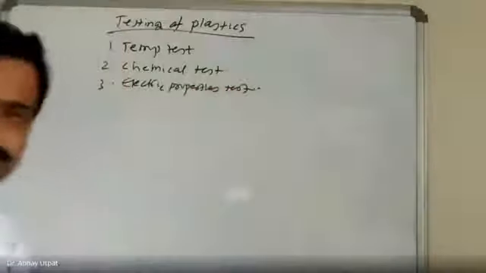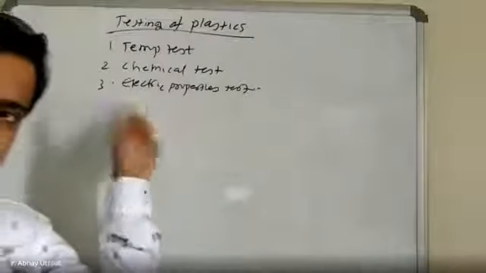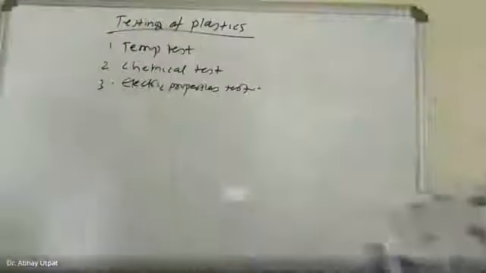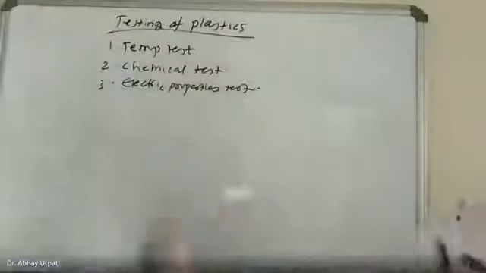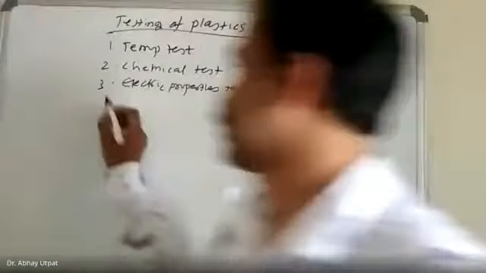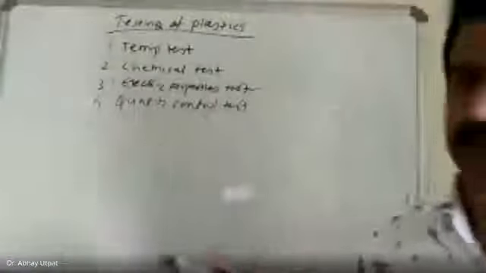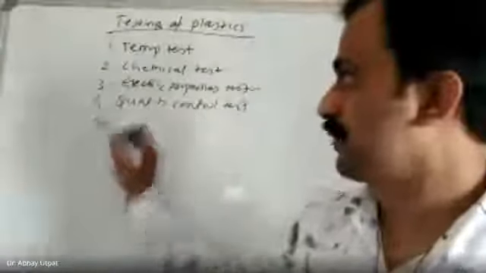Then electrical properties test. In true sense, whether it is a bad conductor of electricity, can it be shock proof? Shock means electric shock. Those tests are carried out in the electrical test. And then quality control test. Test made for checking all types of qualities. And the fifth one is a very important test, mechanical test.